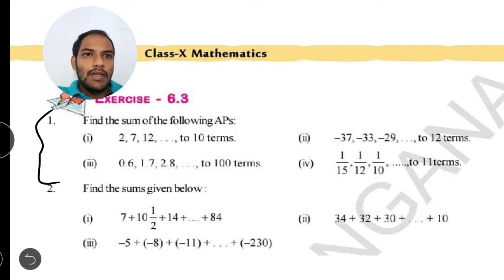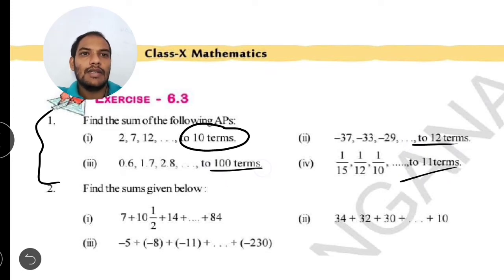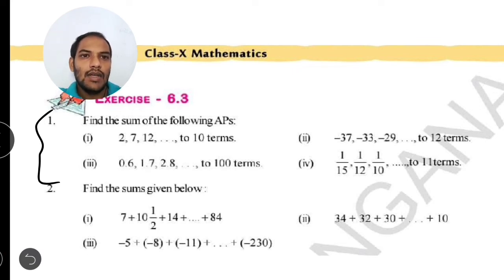So in the first bit he mentioned the number of terms sum clearly. So how many terms sum we want to find out? He gave that information very clearly in each question of the first bit. But observe the second bit. Is there any number of terms information given in the question? No, he did not give the number of terms information.